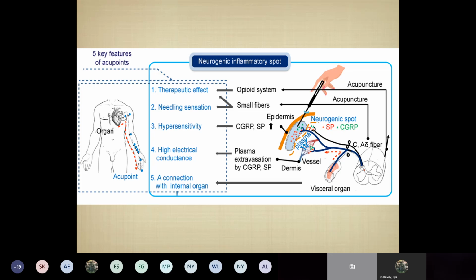It suggests a very active role for the nervous system in terms of the way C fibers interact with both the visceral organs and their cutaneous manifestations, and lends a very elegant and well-connected explanation for many of the effects that we see with acupuncture.